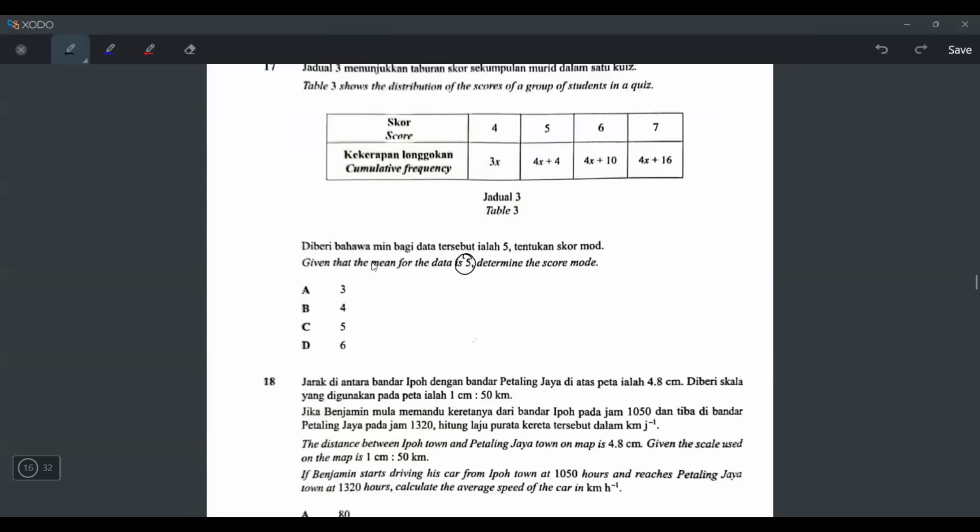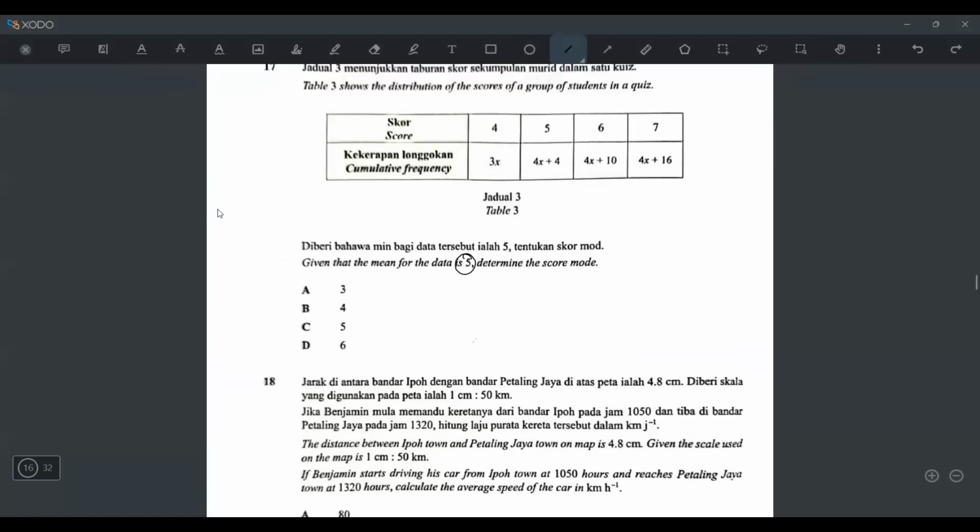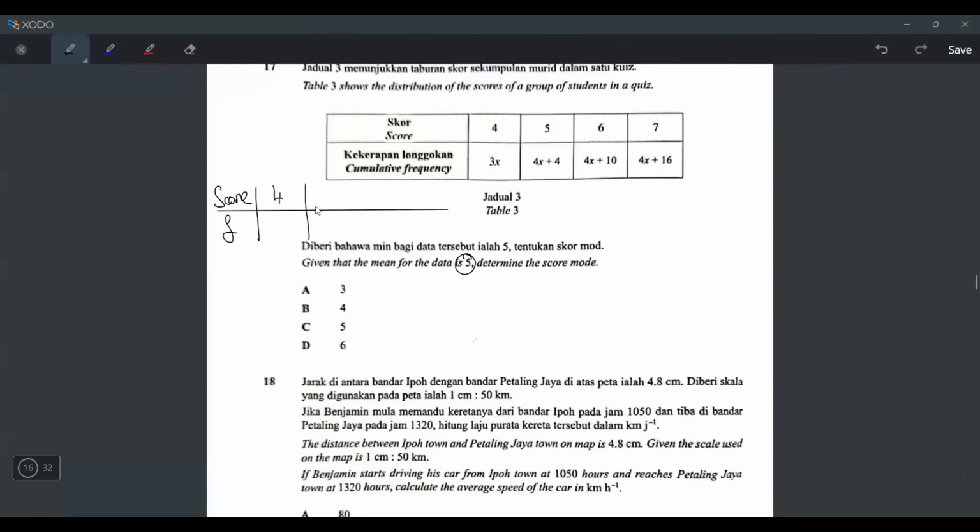Okay, there's a problem here. When you find the mean, you need the frequency. This is cumulative frequency. You can't use cumulative frequency. You have to convert this to a normal frequency table. So first I will do a new table, and I will call this score, and this frequency, and this is 4, this is 5, this is 6, this is 7.